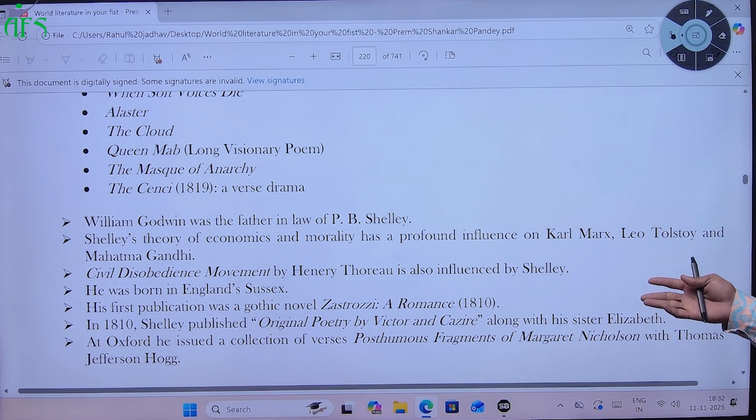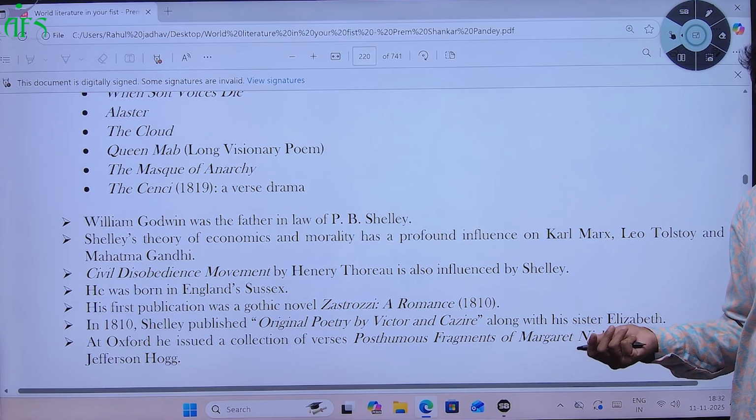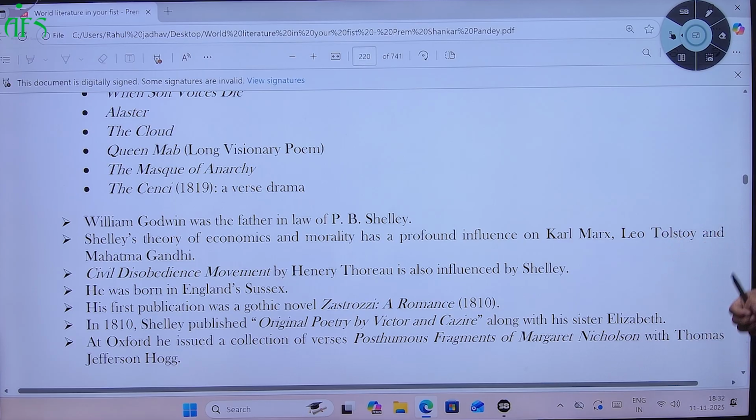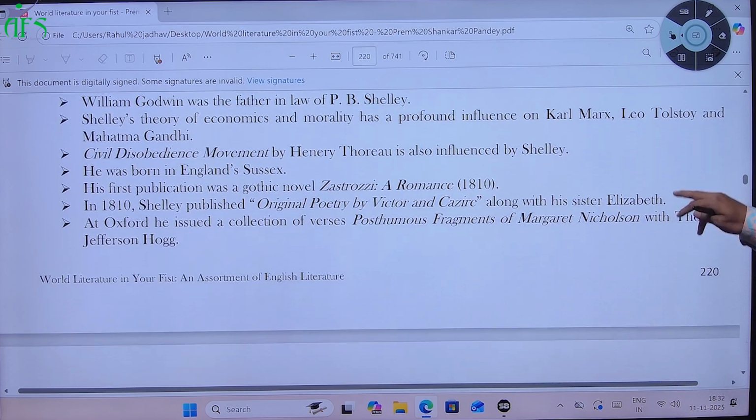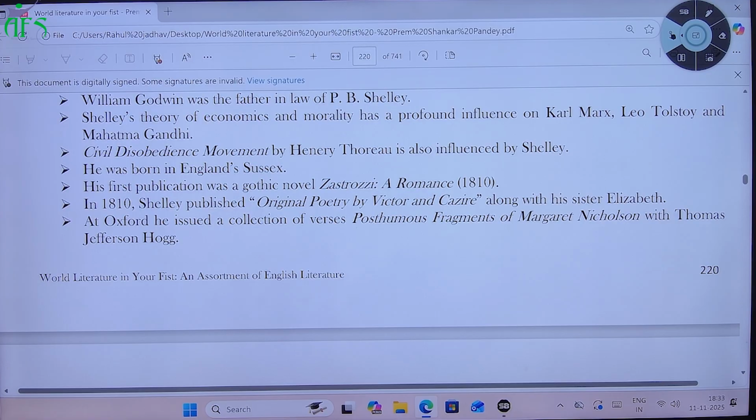William Godwin, again, the one who helped Charles Lamb to complete his masterpiece, Tales from Shakespeare, was the father-in-law to P.B. Shelley. Shelley's theory of economics and morality had a profound influence on Karl Marx, Leo Tolstoy, and Mahatma Gandhi. The civil disobedience movement by Henry Thoreau is also influenced by Shelley. He was born in England's Sussex. His first publication was a Gothic novel, Zastrozzi, a romance. In 1810, Shelley published Original Poetry by Victor and Cazire along with his sister Elizabeth. At Oxford, he issued a collection of verses, Posthumous Fragments of Margaret Nicholson, with Thomas Jefferson Hogg.